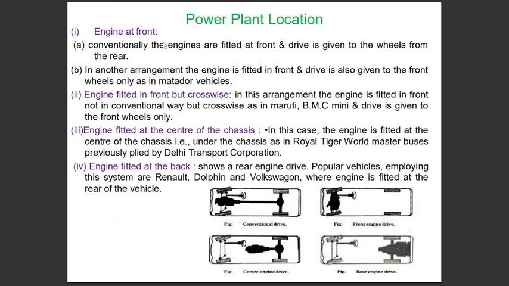Next, power plant location. Power plant means where the engine produces power, and what are its mountings and their history. Engine at front, engine fitted in front but crosswise, engine fitted at the center of the chassis, engine fitted at the back side. In the next class we will discuss the remaining topics from power plant location.